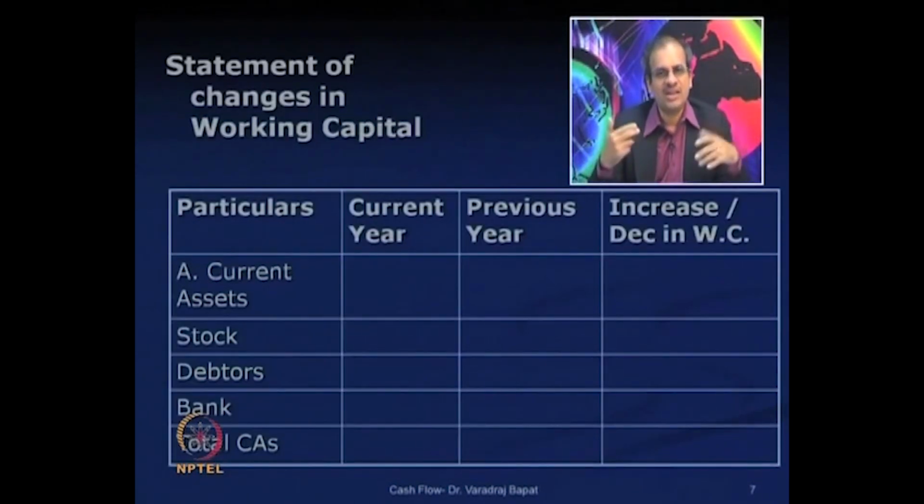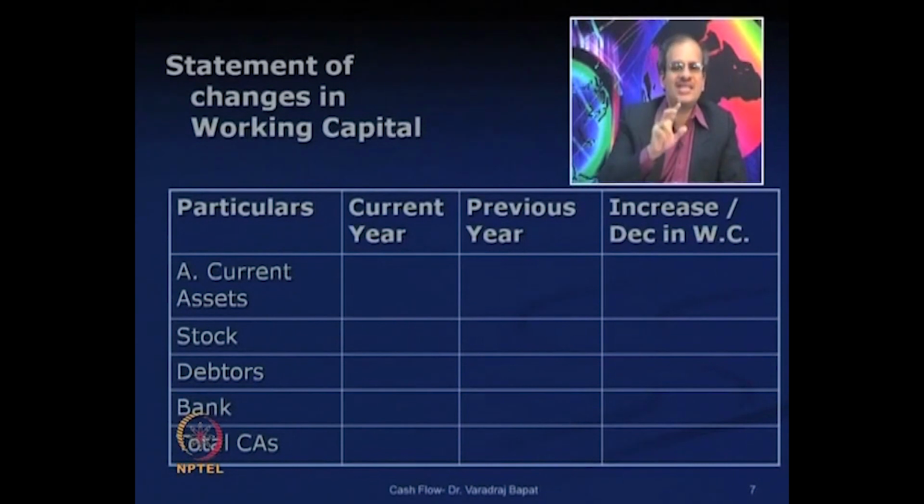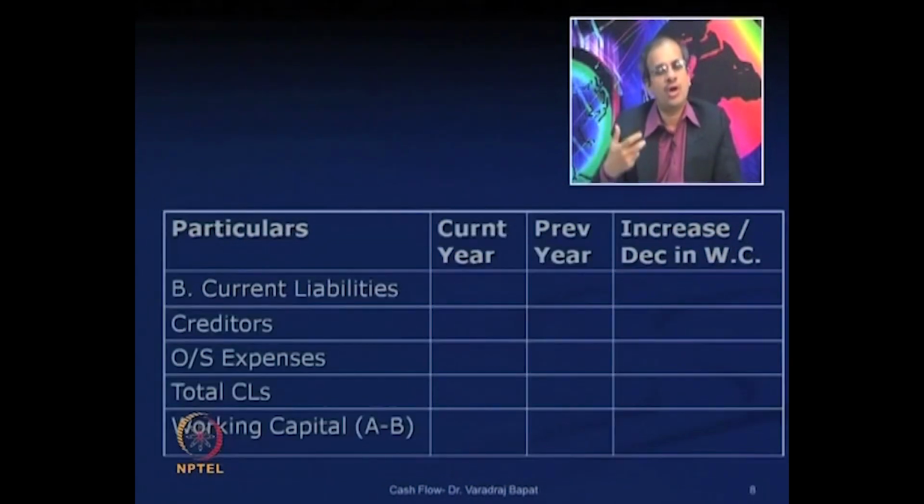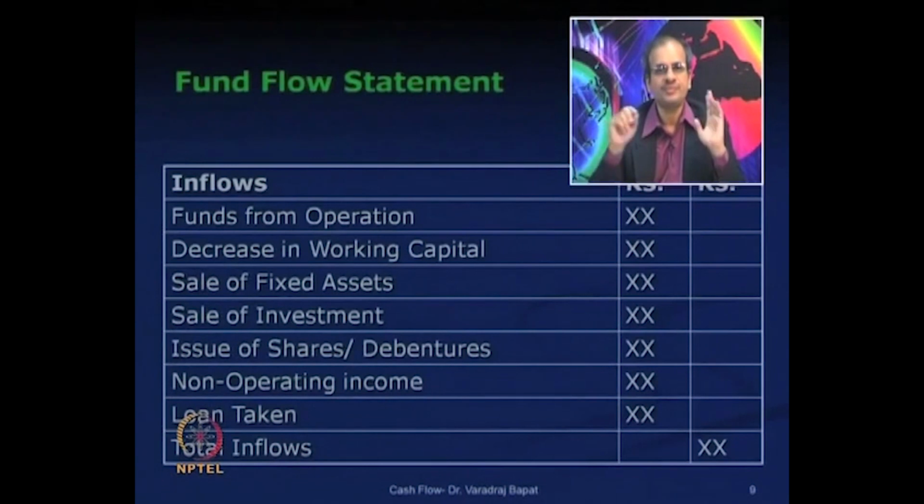In case of fund flow statement, a separate statement known as statement of changes in working capital is prepared. This statement gives us what are the items which have led to increases or decreases in working capital. So, we start with current assets. As you can see here, stock, debtors, cash, they are compared for 2 years and we see the increase or decrease. We also take current liabilities, again look at increase or decrease. The total of all these items tells us what was a change in working capital.